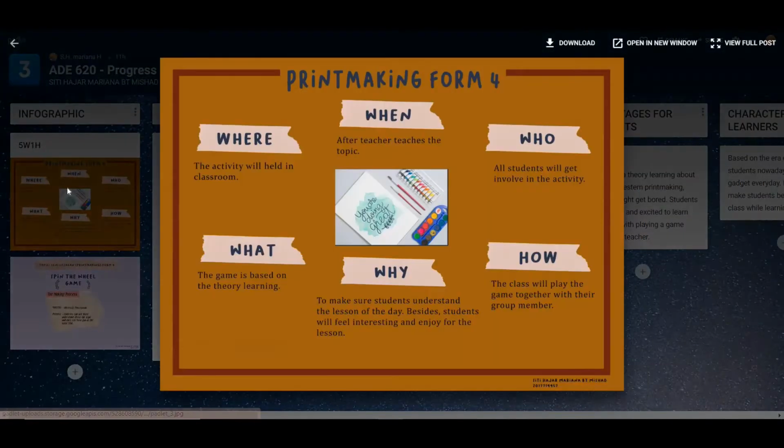This is the 5W1H. When? After the teacher teaches the topic. Who? All students will get involved in the activity. How? The class will play the game together with their group members. Why? To make sure students understand the lesson of the day. Besides, students will feel interested and enjoy the lesson. What? The game is based on theory learning. Where? The activity will be held in the classroom.